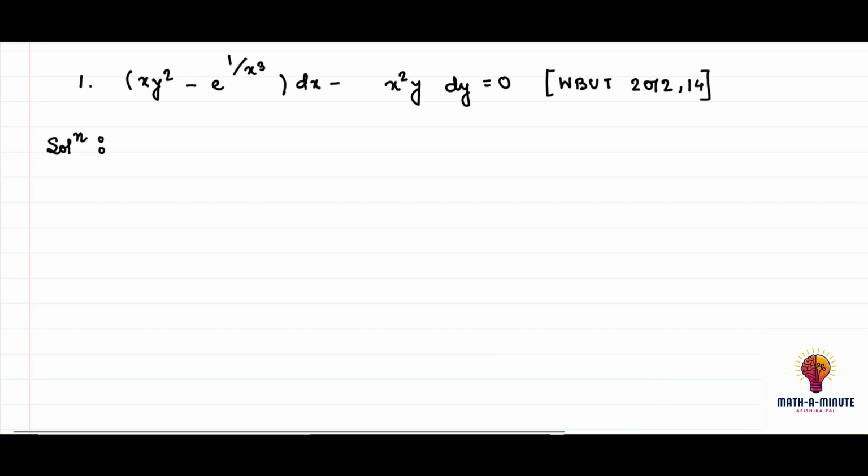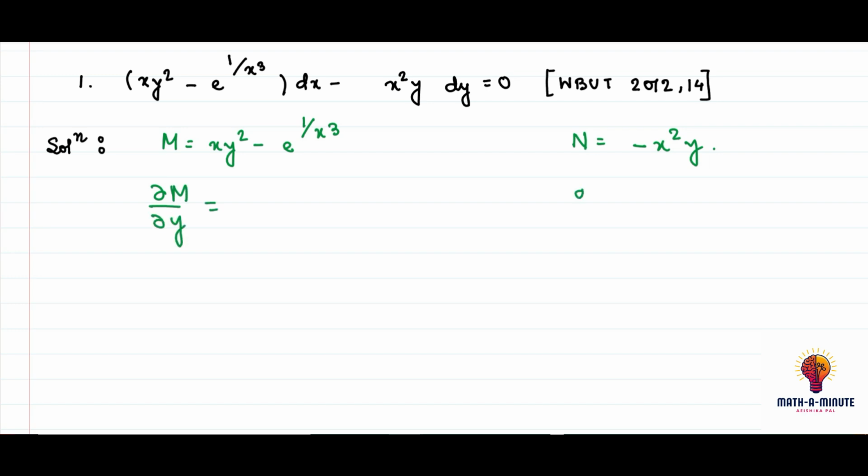Okay. So if we compare this equation with the general form, we can say that the value of M is xy square minus e to the power 1 by x cube, and N is minus x square y. Now calculate del M del y to check whether this equation is exact or not, and also del N del x. So what will be the value of del M del y?